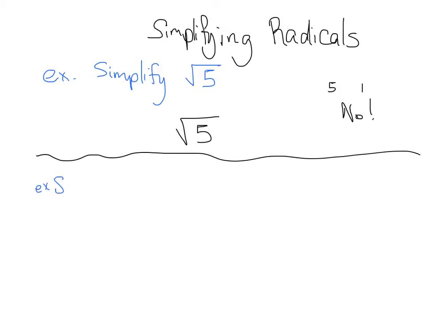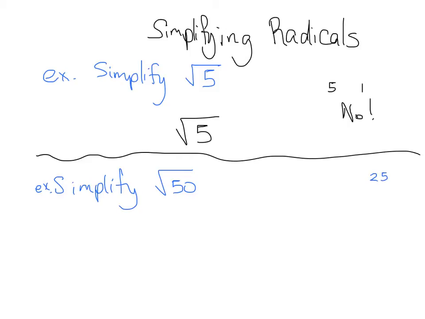But let's look at a harder one that we actually have to do something with. So example here, simplify radical 50. All right. So we're asking ourselves the same question. Does this have a factor with a perfect square root? All right, it actually does. And the factor with the perfect square root, you may know, is 25.